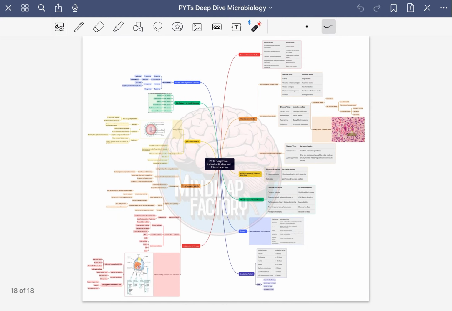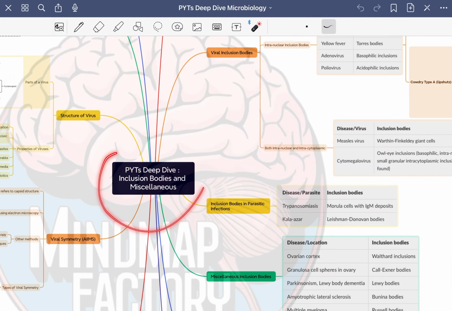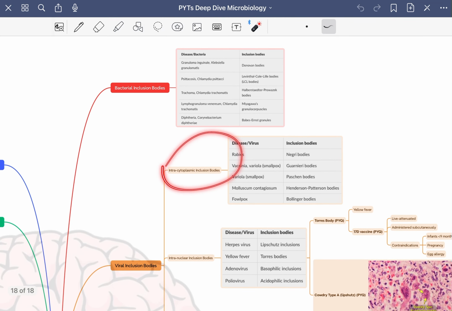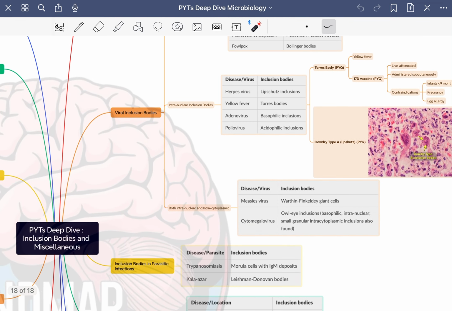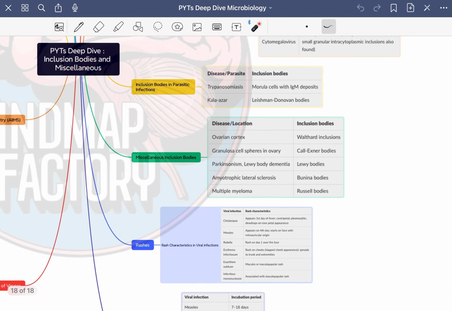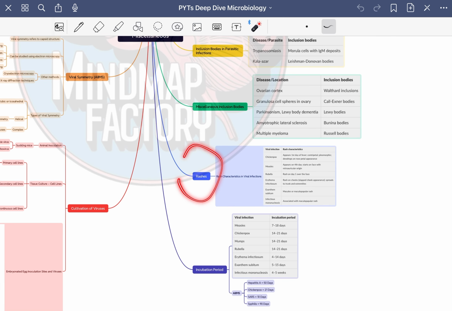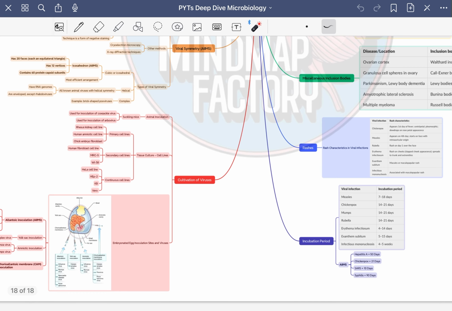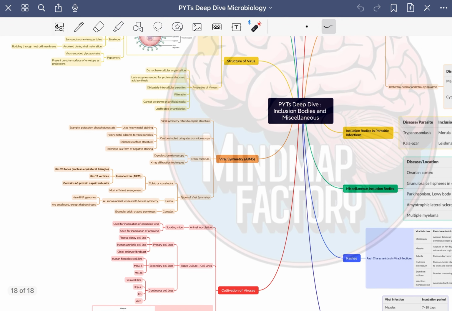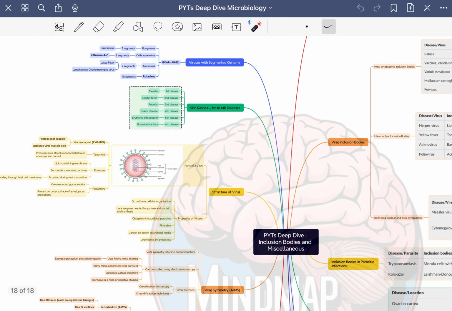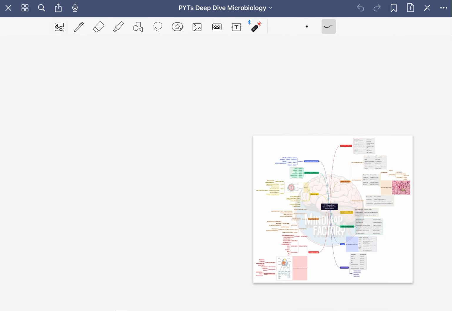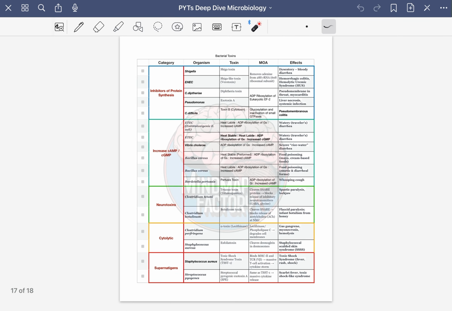So yeah, that completes. And lastly there is the inclusion body and miscellaneous topics. What are the viral inclusion bodies, intracytoplasmic, intranuclear, bacterial, okay, parasitic inclusion bodies, etc. What are the different rashes, what is the different incubation period. This was an out of the box topic that was asked, so I provided some details related to that. Virus symmetry, structure of virus, skin rashes, first to sixth diseases. Look at this. So yeah, this completes the whole walkthrough.